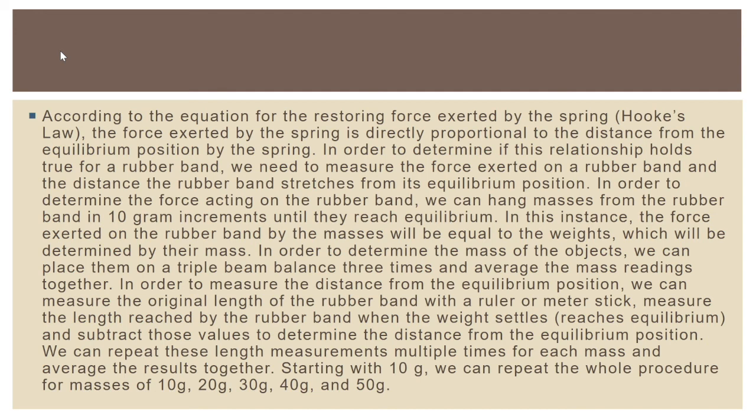In order to measure the distance from the equilibrium position of the rubber band, we can measure the original length of the rubber band with a ruler and meter stick, measure the length reached by the rubber band when the weight settles, or when it reaches equilibrium, and then subtract those values to determine the distance from the equilibrium position. We can repeat these length measurements multiple times for each mass and average the results together. Starting with 10 grams, we can repeat the whole procedure for masses of 10, 20, 30, 40, and 50 grams.